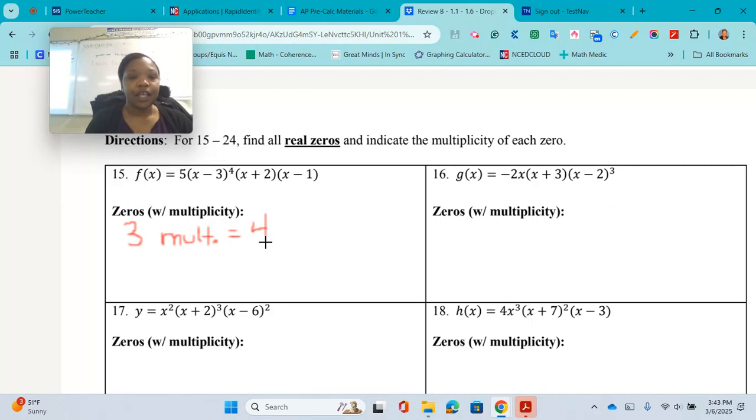We also have -2 with multiplicity equal to 1. See what we're doing? The same thing we just did, but less work. Also, we have 1 with the multiplicity 1. That's all we're doing here.